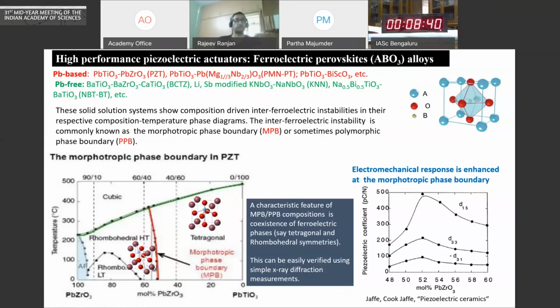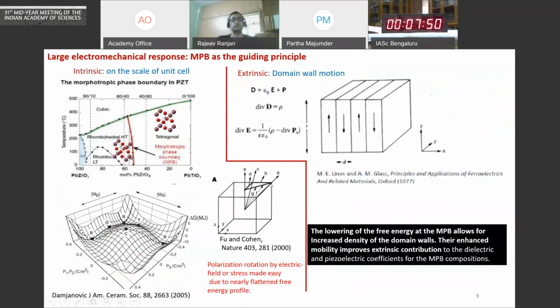So at the phase boundary there is an instability which leads to the system becoming more highly susceptible to electric and stress fields. Now, one of the characteristic features of this phase boundary, which we can easily see as experimentalists, is the coexistence of both the rhombohedral and tetragonal phases, as seen by X-ray diffraction analysis. As this figure shows, the electromechanical response is enhanced when you have a composition close to the phase boundary, generally called the morphotropic phase boundary. Large electromechanical response is one part. The interferroelectric instability leads to an instability in the polarization, which you can easily turn when you apply electric field. That leads to large electromechanical response.